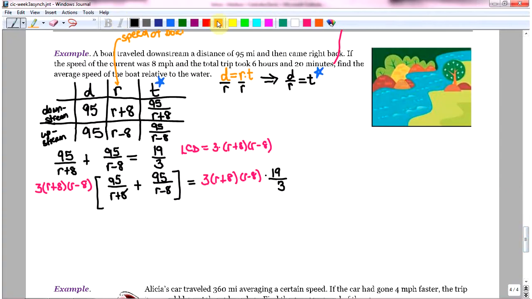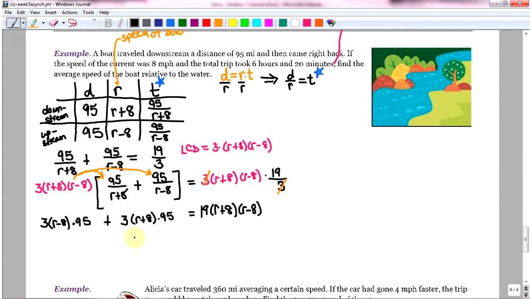Okay, so now when you multiply that through with the first fraction, I know the r plus 8s are going to cancel, so I'm left with 3 times r minus 8 times 95 plus, well, the r minus 8s will cancel in my second fraction, so I'll have 3 times r plus 8 times 95. On the right side, I see that the 3's are the only thing that cancel, so I'm left with 19 times r plus 8 times r minus 8.